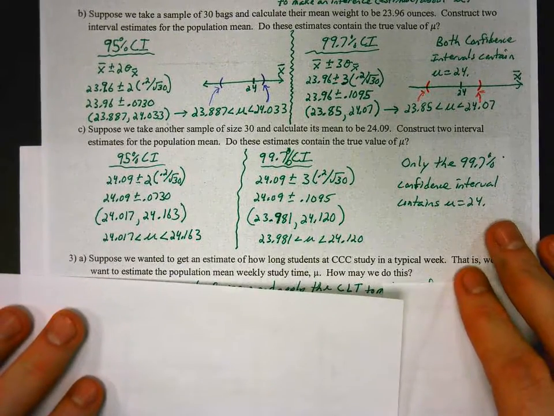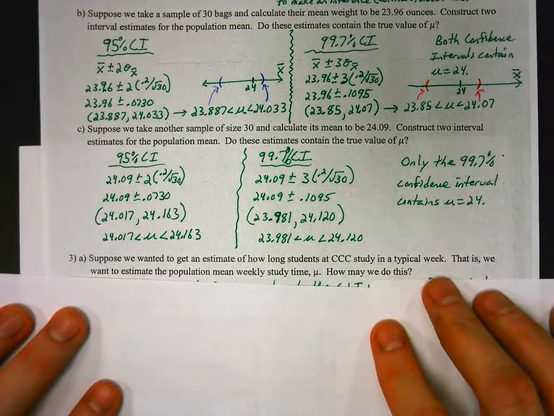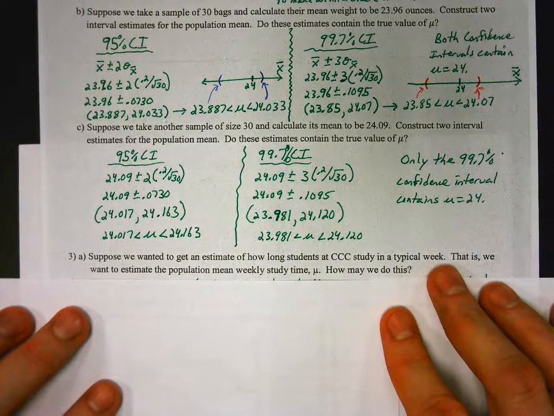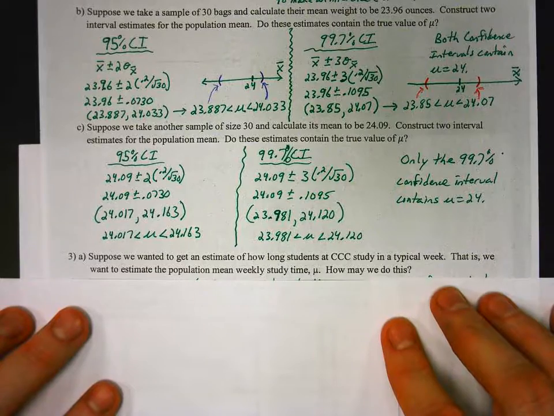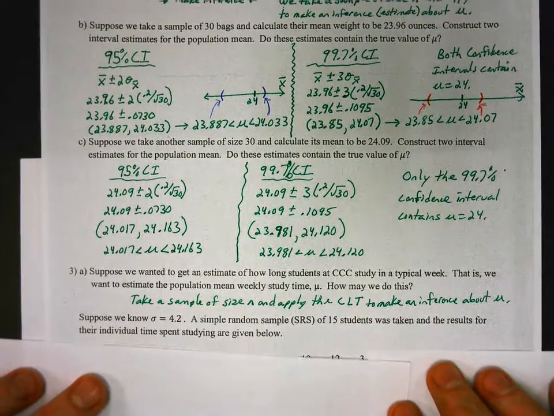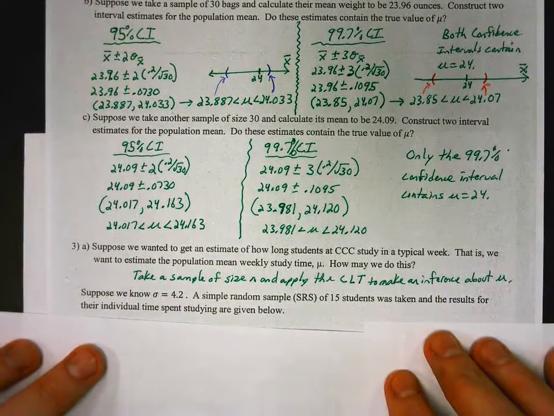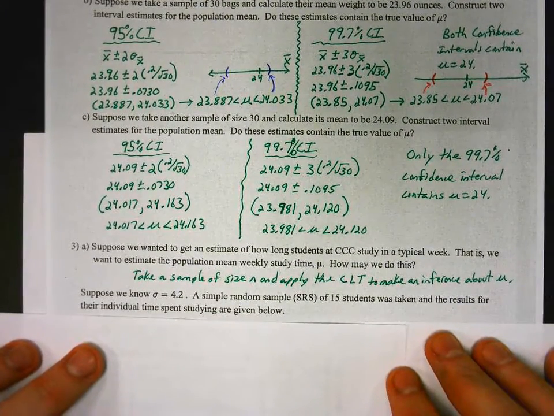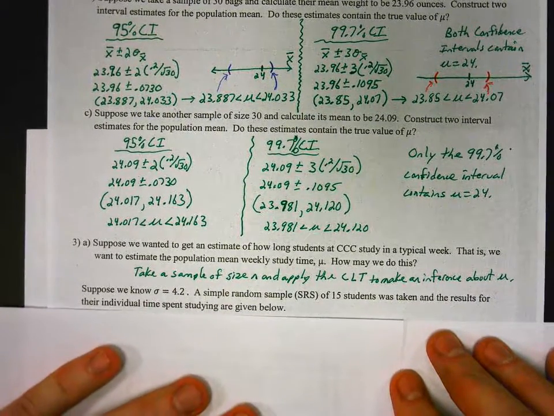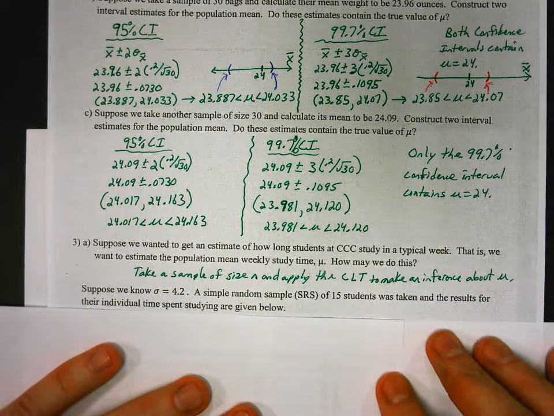Well, if we don't know what mu is, then we need to think about how we can actually estimate how long students at CCC study. Just as before, you take a sample of size n and apply the central limit theorem to make an inference about mu. Suppose we know that sigma is 4.2 hours.